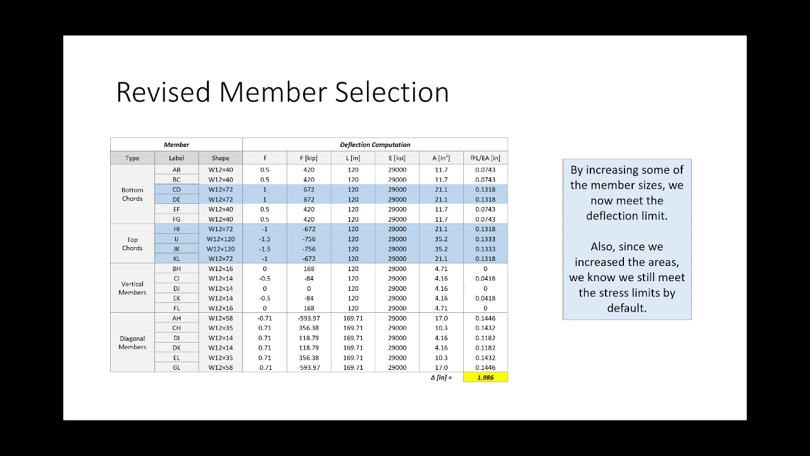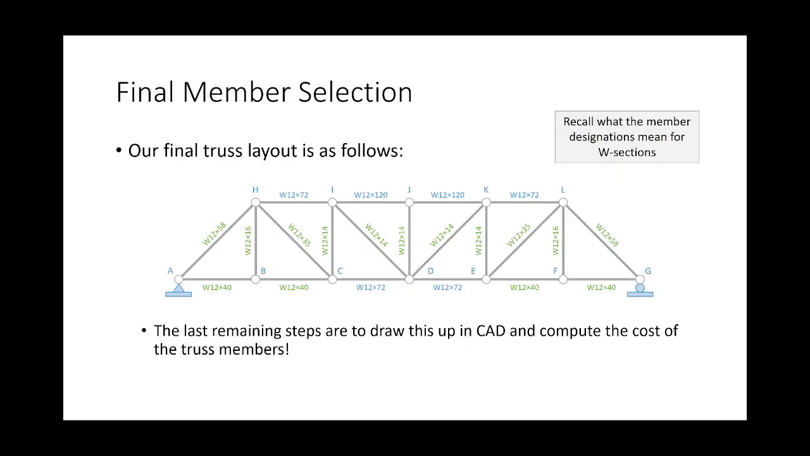This is what I mean by system level design, that you're getting a taste. You have a structure and you've got to meet 2 different sets of limits: not only the strength limit state, the limit on the stress, but the service limit state, that it doesn't deflect too much. So now here's my final truss. The members that I changed, I made blue. If you compare those to the loads on the real truss, you'll find those were the members experiencing the heaviest load, so it makes sense that we were bumping those up a little bit.